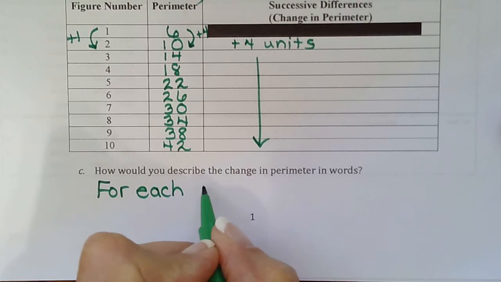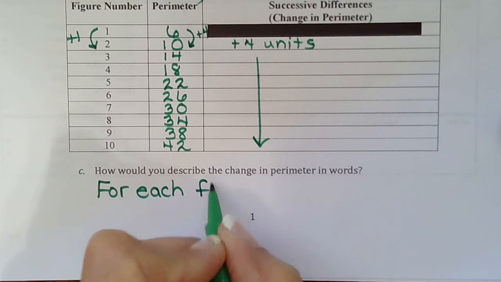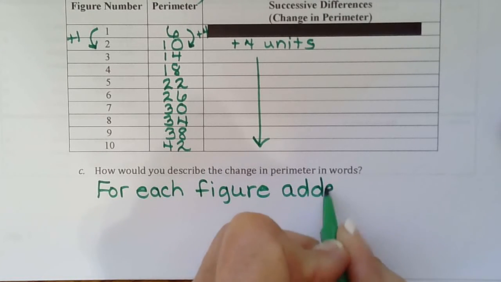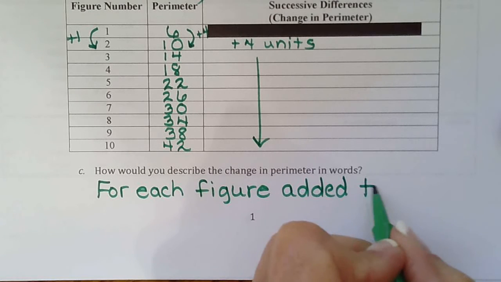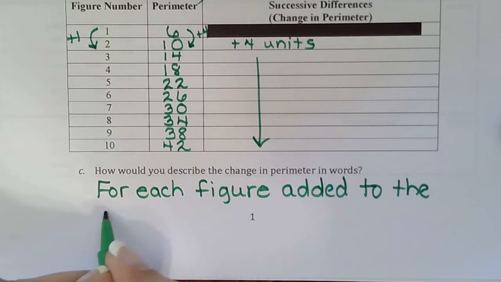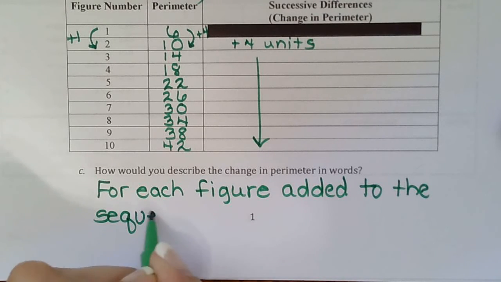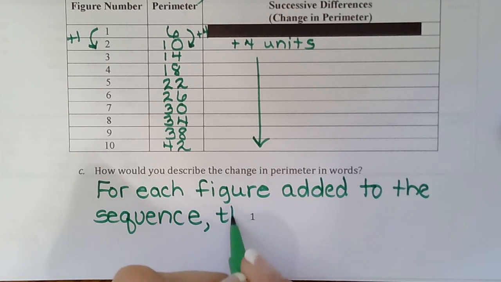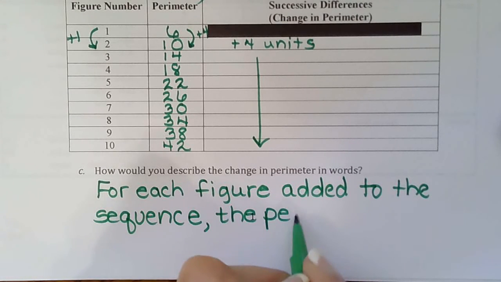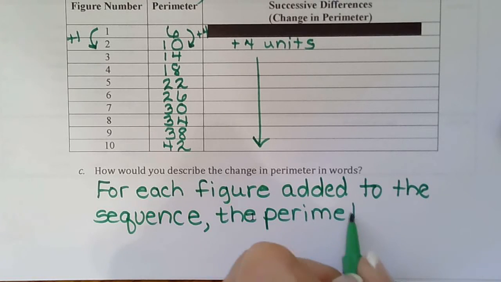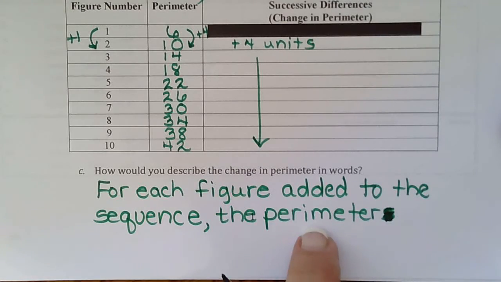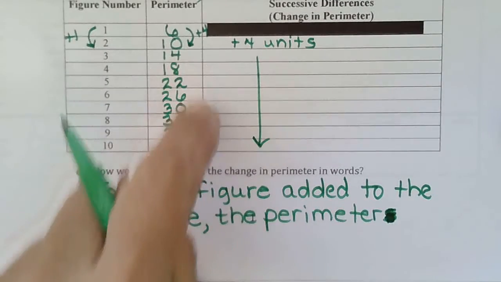So for each figure added to the sequence, the perimeter increases. That tells us that the slope is positive. So when something, whoops, see when I talk and write, bad combination. So that tells us that it's going up rather than going down.